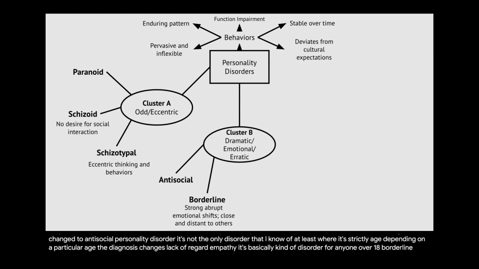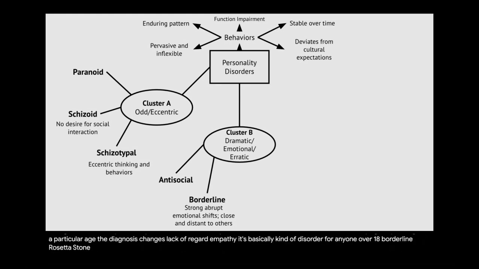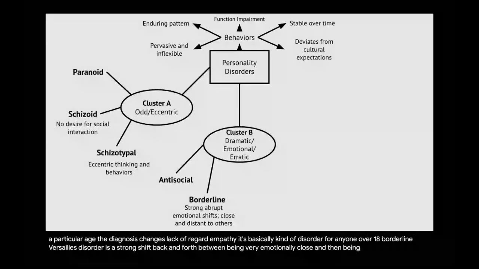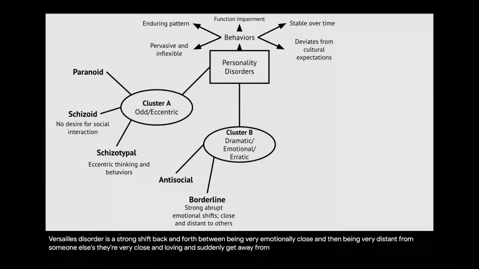Borderline personality disorder is strong shifts back and forth between being very emotionally close and then being very distant from someone else. They're very close and loving, and then suddenly, get away from me, I don't want to talk to you. That could be someone with borderline personality disorder.